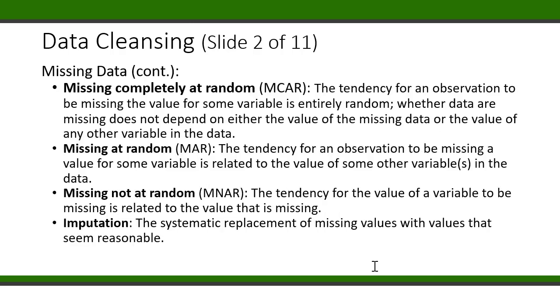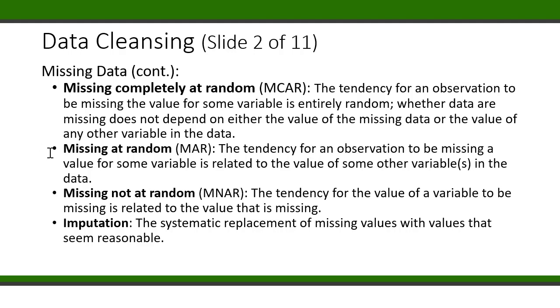So your book says we can classify those missing values as missing completely at random. This is where the observation is missing some variable randomly. You don't know what caused it, but it just seems to be missing every so often. It doesn't depend on either the value of other missing data or other variables in the data. So it's just, like it says, random.